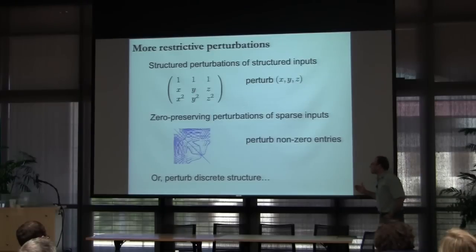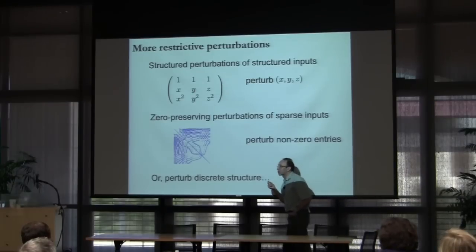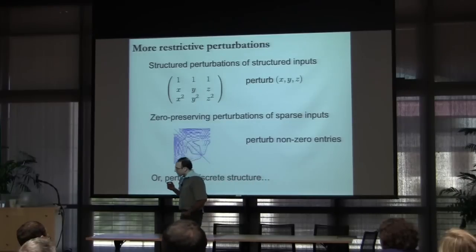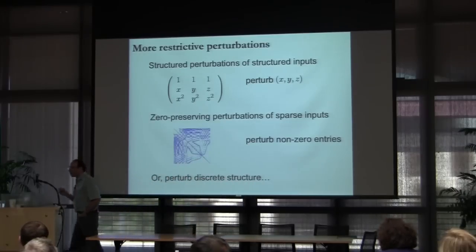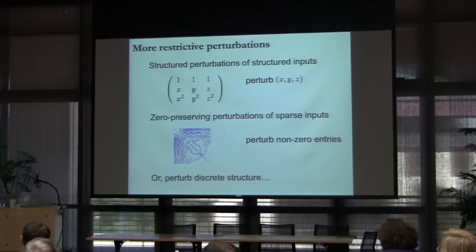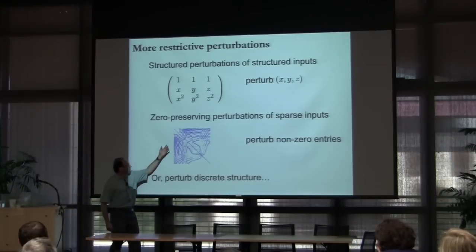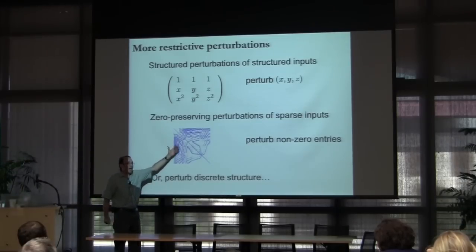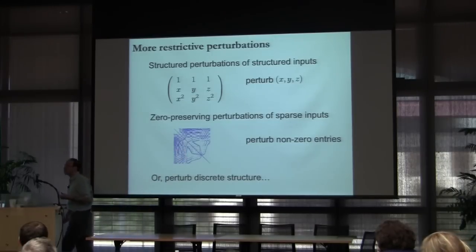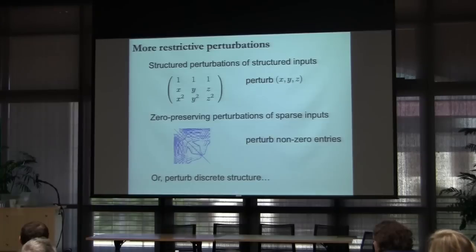Other things to consider are zero-preserving perturbations. It's very natural to perturb real numbers, but should you perturb a zero by adding something small to it? Well, maybe not. So a very reasonable thing to do is only consider perturbing non-zero entries. Here I just threw on this example because often the non-zero entries in a matrix have some pattern and they come from some discrete structure. You could contemplate perturbing the values of the non-zero entries. You could also contemplate perturbing the discrete structure.